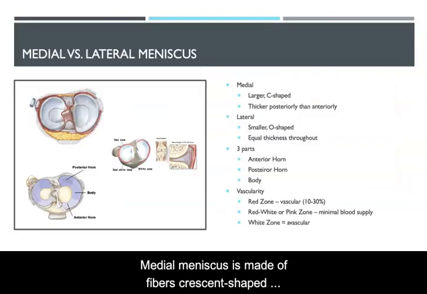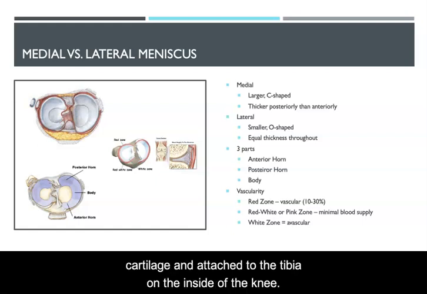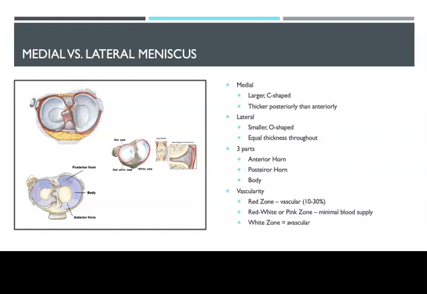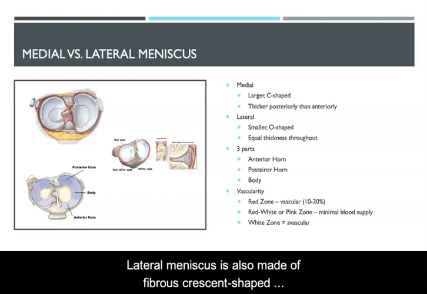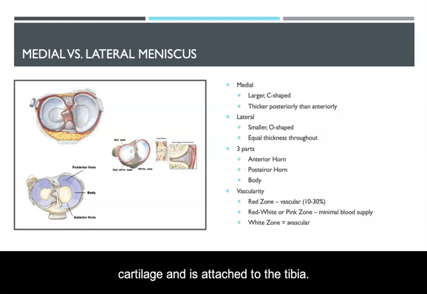The medial meniscus is made of fibrous, crescent-shaped cartilage and is attached to the tibia on the inside of the knee. The medial meniscus is larger and is C-shaped. It is thicker posteriorly than anteriorly. The lateral meniscus is also made of fibrous, crescent-shaped cartilage and is attached to the tibia on the outside of the knee. The lateral meniscus is smaller, O-shaped, and it is of equal thickness throughout.